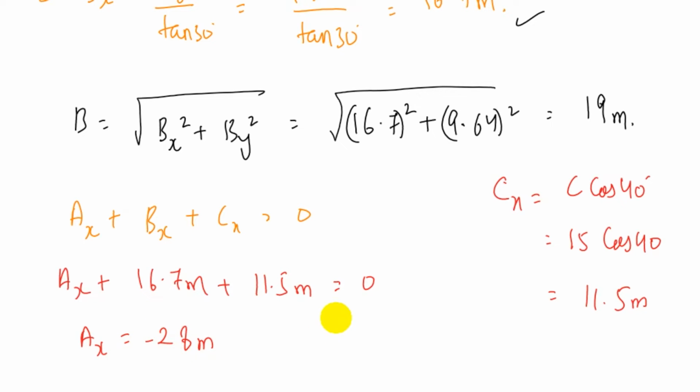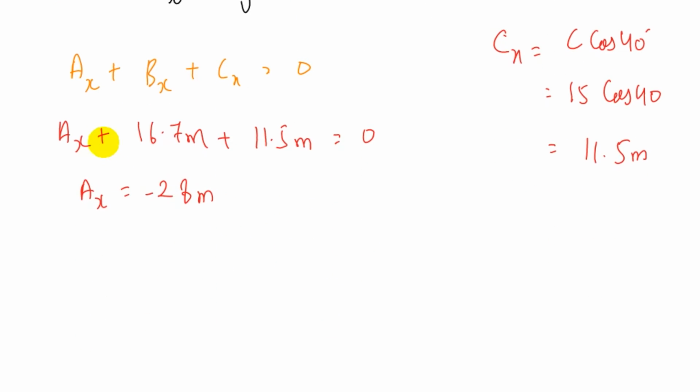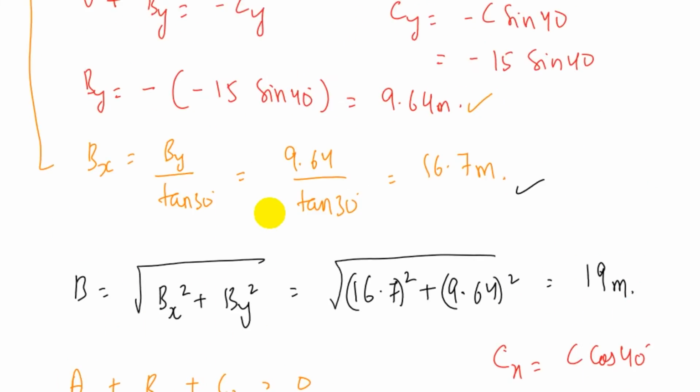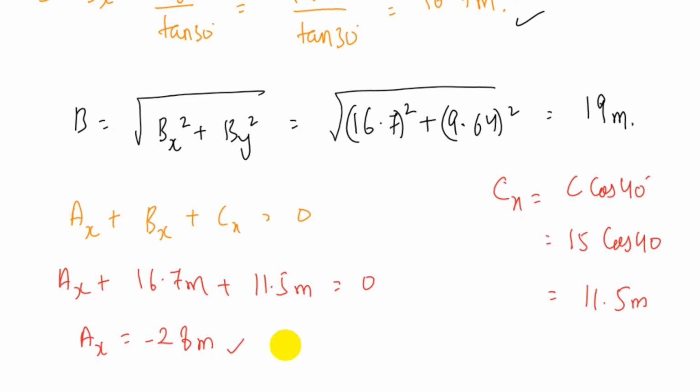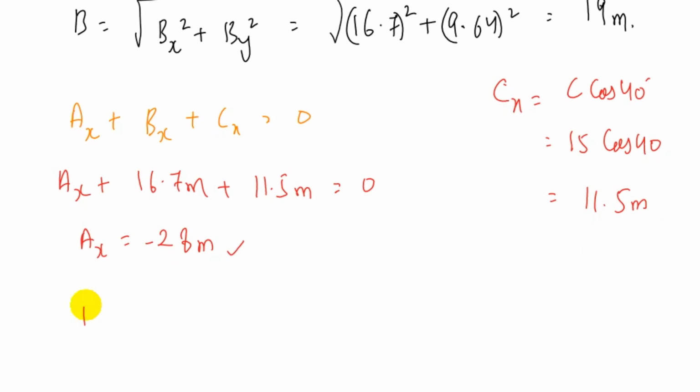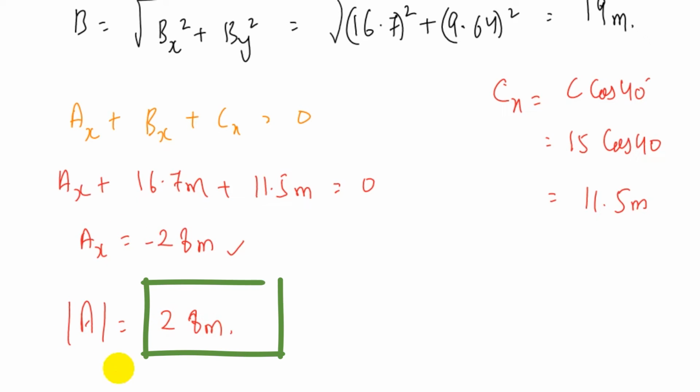minus 28 meter. Now the vector A has no y component. It has no y component. So this itself will be the magnitude for vector A. But this negative sign will be removed because in magnitude we don't consider the sign. So this is 28 meter. So this will be the answer for the magnitude of the A vector.